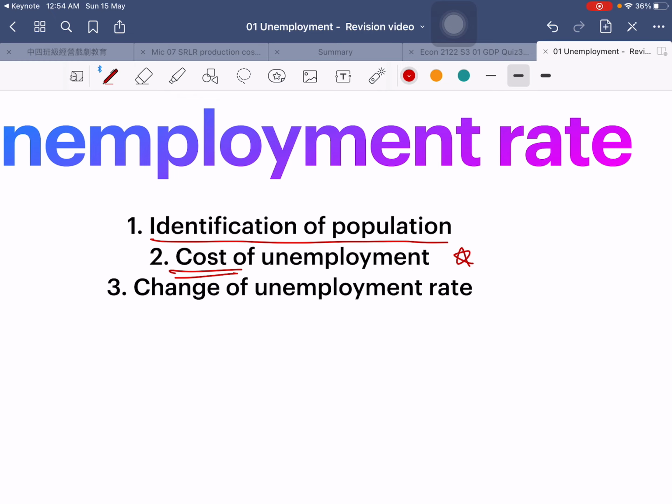I will just give one star to the difficulty, which is the cause of unemployment. We just need to understand that there are only individuals, the society, or the government as the stakeholders of unemployment. And then the last part, I will give you three stars for difficulty, the most challenging part, which is the change of the unemployment rate. So let's go through this.